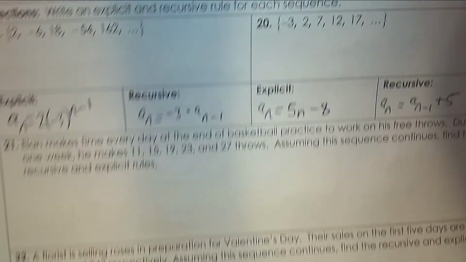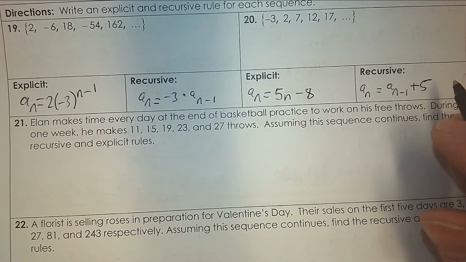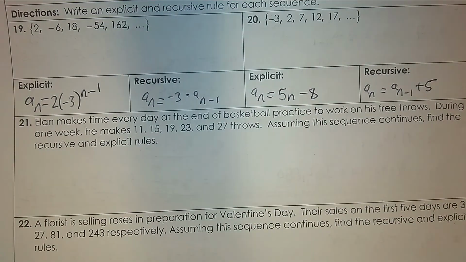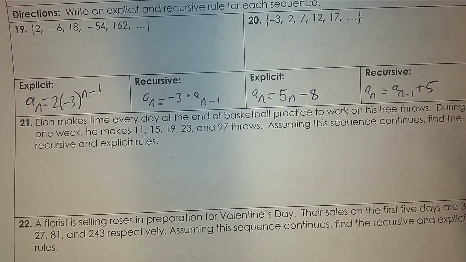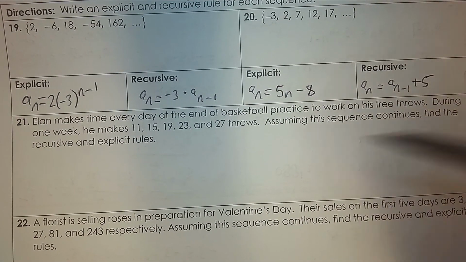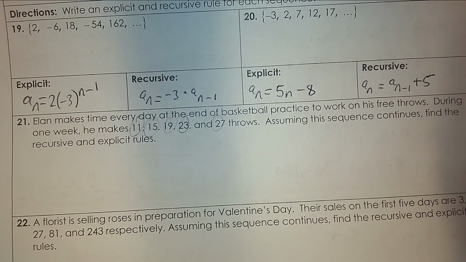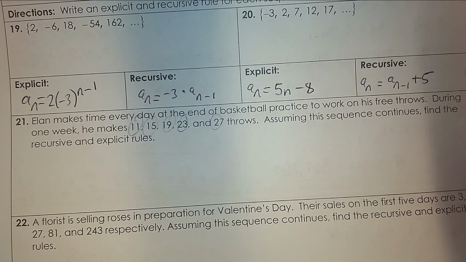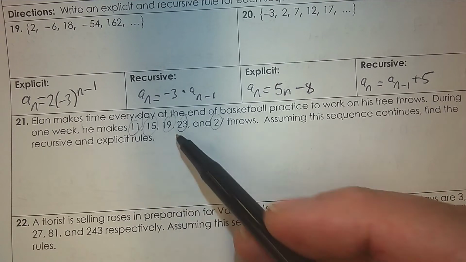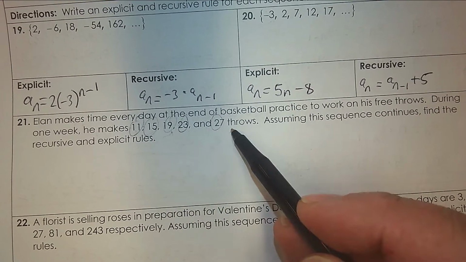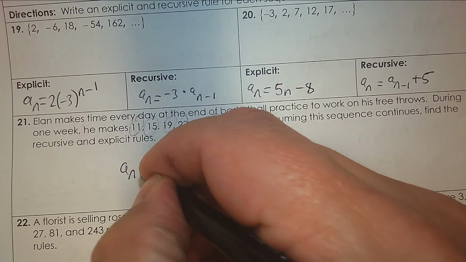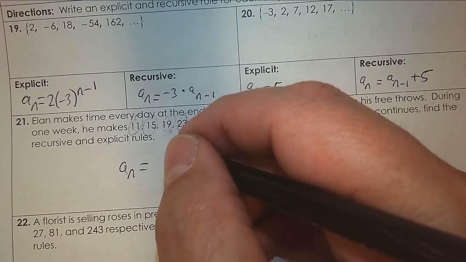All right, do a couple stories and then we're done. Elon makes time every day at the end of basketball to work on his free throws. During 1 week, he makes 11, 15, 19, 23, and 27 throws. Assuming the sequence continues, find the recursive and explicit rules. So I see it's adding 4 every time.